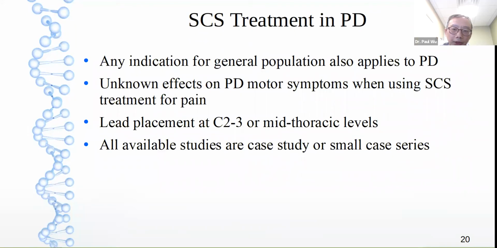In terms of spinal cord stimulation treatment, any kind of indication for the general population also applies to PD. However, it's unknown what the effect on motor symptoms is when spinal cord stimulation is used for treatment of pain. Lead placement in the PD population generally is located at the C2 to 3 level or mid-thoracic levels. However, all available studies are small case series or case studies.